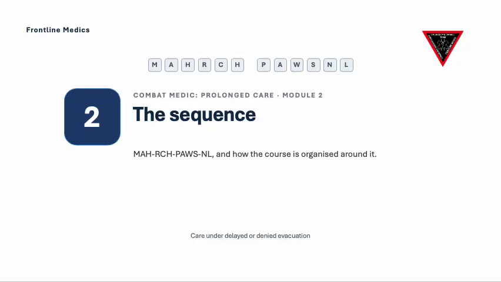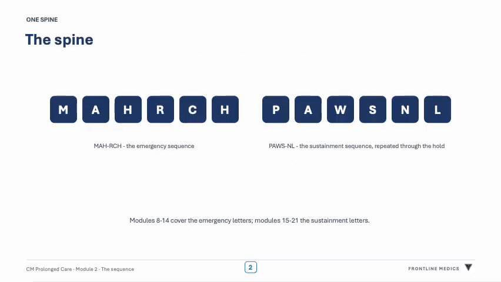Module 2, the sequence. March, pause, NL, and how the course is organised around it. This is the whole course on one slide. March is the emergency sequence: massive hemorrhage, airway, hypothermia, respiration, circulation, head. It is worked once, in order, when the casualty arrives.